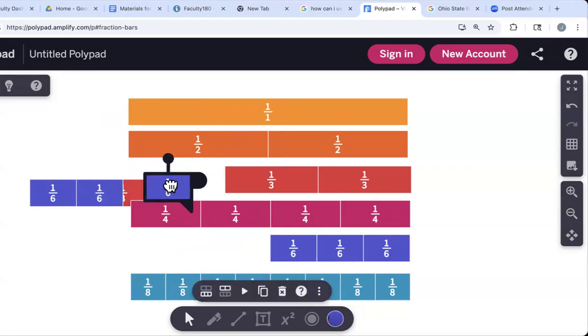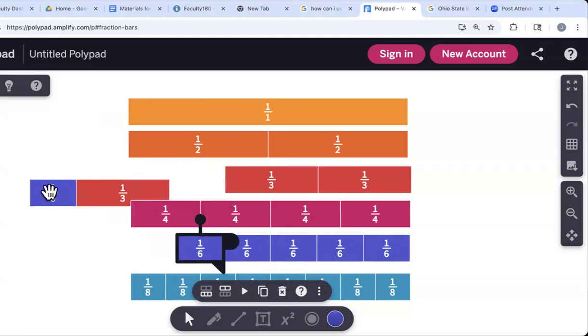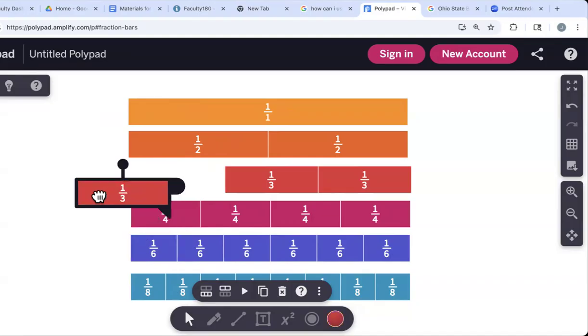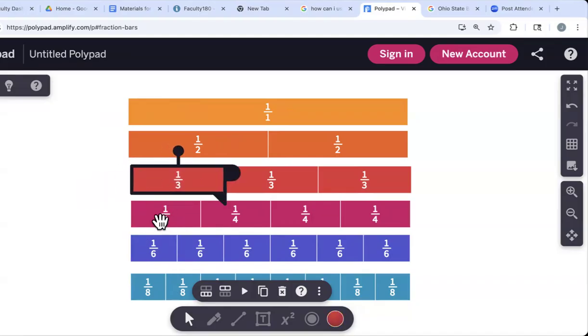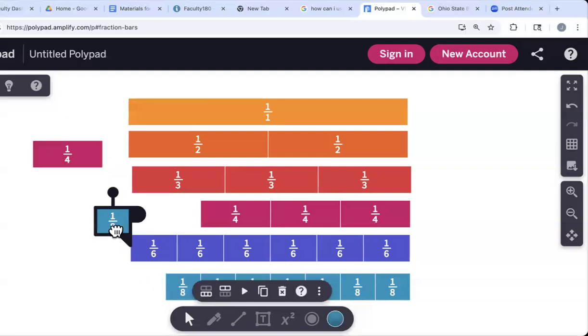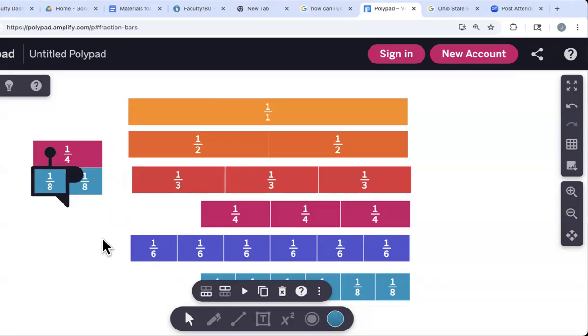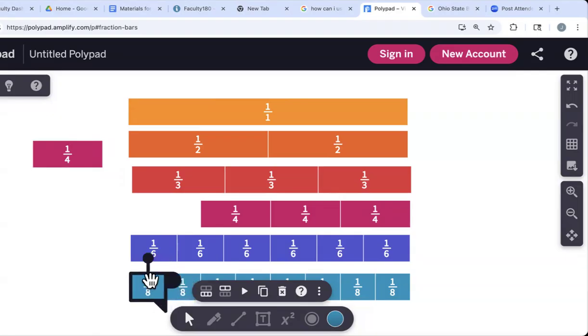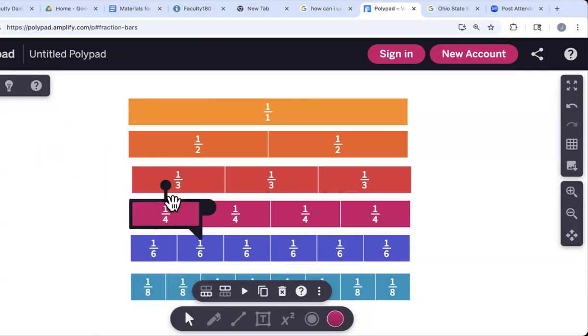So let's take a look at subtraction a little bit. If you had something like 1/4 and you wanted to take away 1/8 from that, here's the 1/4, here's the 1/8. If you take away one of those eighths from the 1/4, now you are left with 1/8. So it really helps people to visualize fractions.